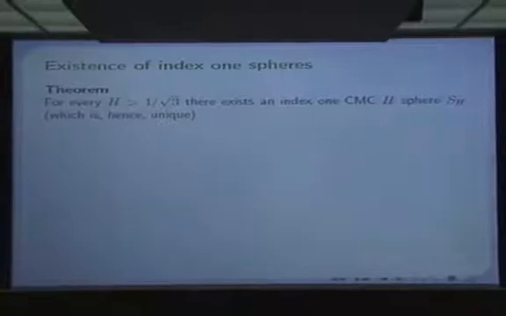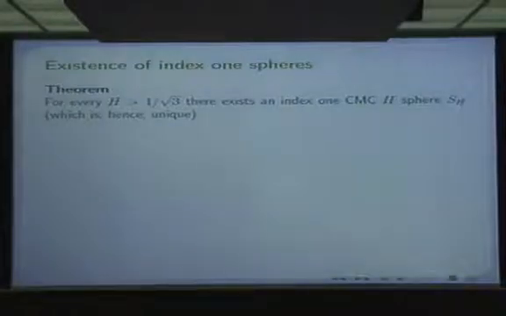I am going to prove now the existence result: there exist index 1 spheres for all values of the mean curvature. In particular, if we prove that this exists for every H greater than 1 over square root of 3, by the uniqueness result they will be unique and we will have finished the whole problem. So how do I do this?